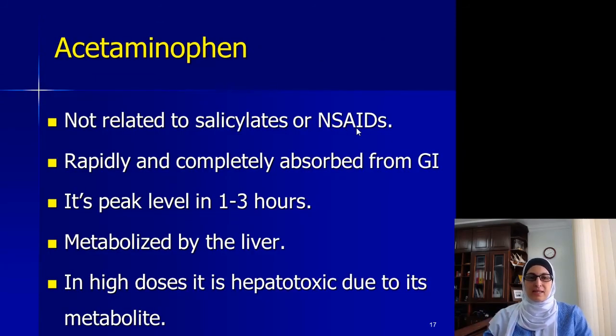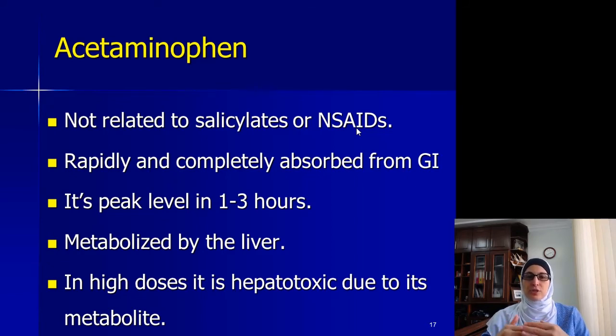So that was regarding the NSAIDs. The other group is acetaminophen. We love acetaminophen. It is a very potent analgesic and antipyretic, but it's not anti-inflammatory, and it does not have an antiplatelet effect. But it is a very good analgesic and a very good antipyretic. Also, it does not have the GI side effects. It does not affect the kidney, but the problem is that taking higher doses of acetaminophen would affect the liver, and at high doses it might be hepatotoxic.